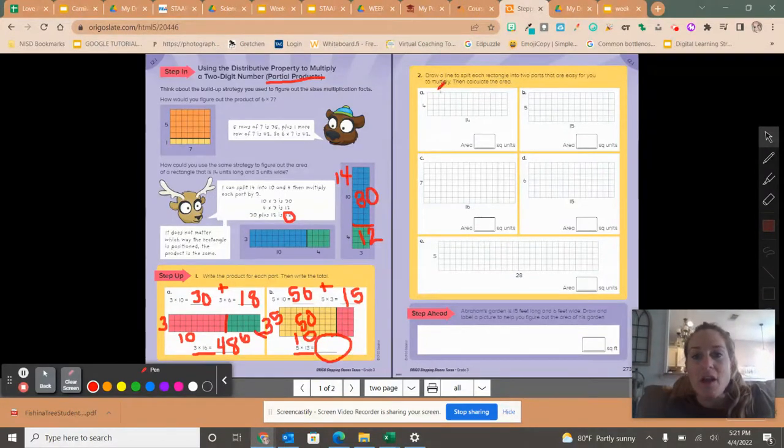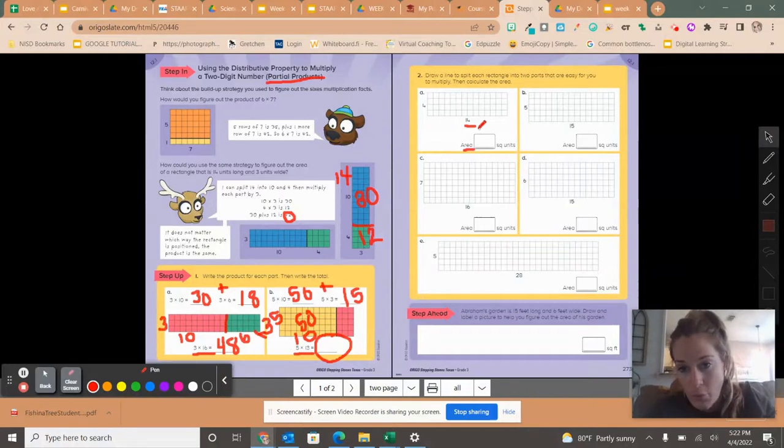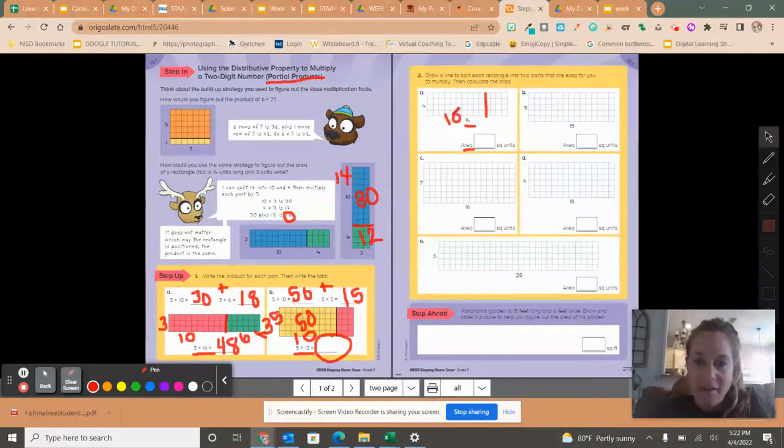Let's go to the next one. Draw a line to split each rectangle into parts. Okay, so I have 4 and I have 14. So I have to do 14 times 4 to find the area because length times width, you multiply to find the inside, which is the area. So I'm going to do 10 and 4. So 1, 2, 3, 4. I'm going to split it right here. I know that this is 10 and this is 4 and this is 4.